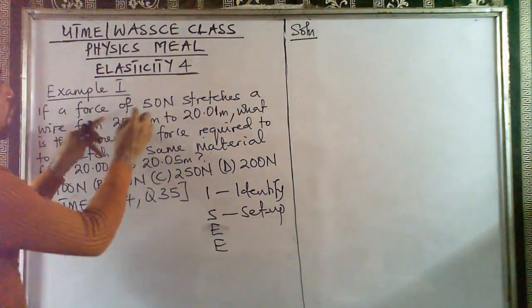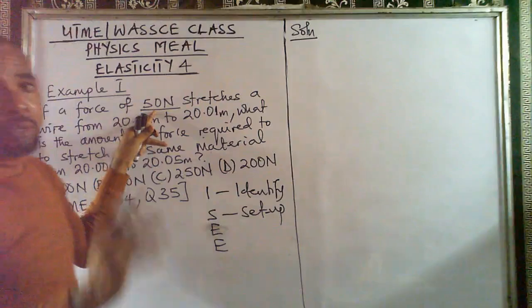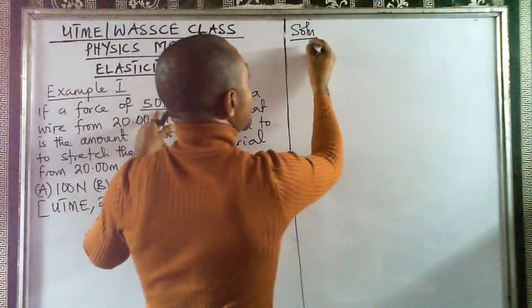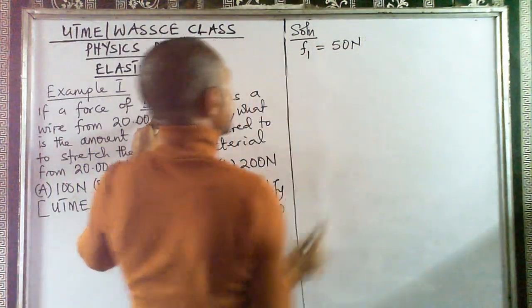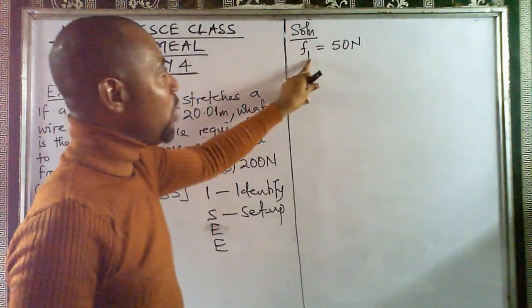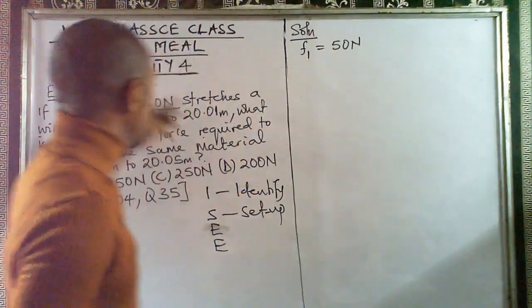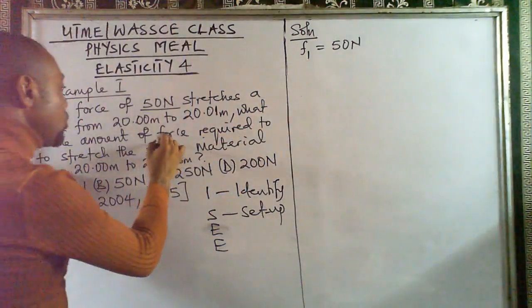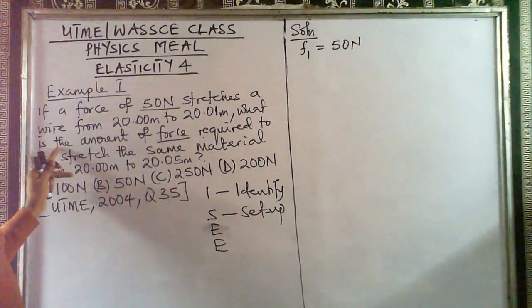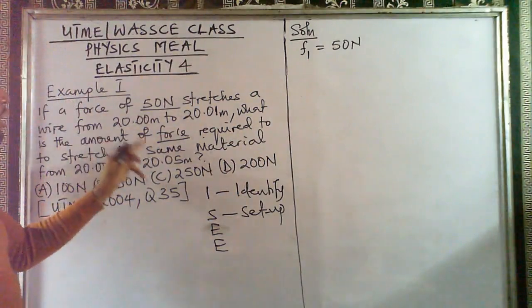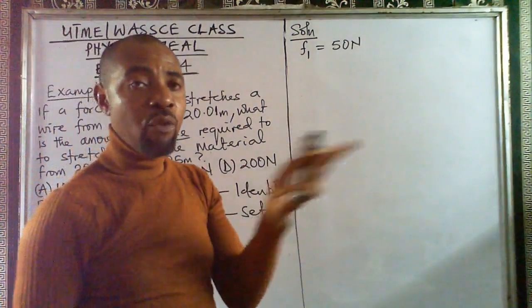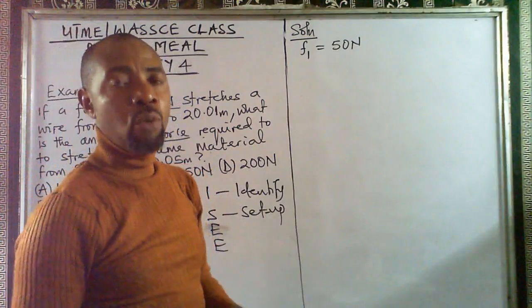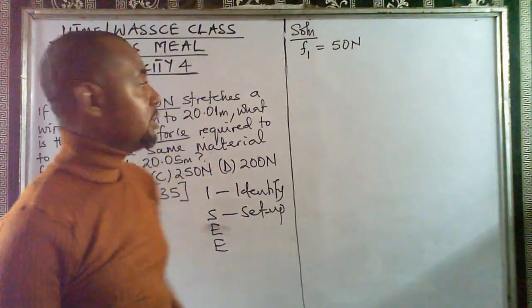So if a force of what? 50 newtons. So that means the first quantity there is a force of 50 newtons. Now somebody will ask immediately, how do I know I will put F1? In the course of reading the question, I saw another force. So that means I need to distinguish these two forces. And that's why when we derive the equations, we have F1 and F2 in one of the equations. I hope that is clear.